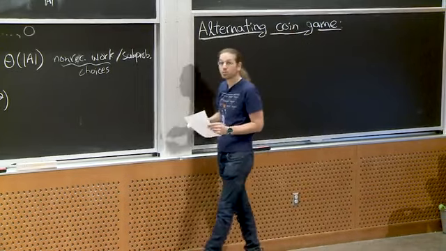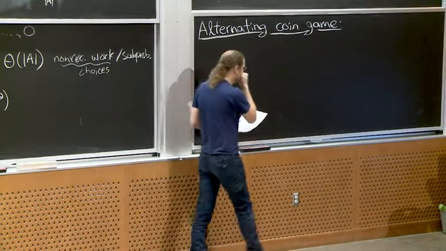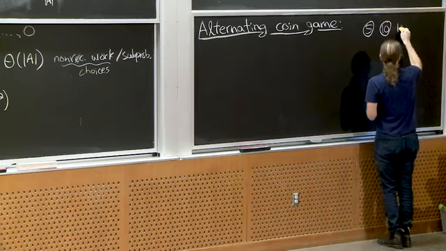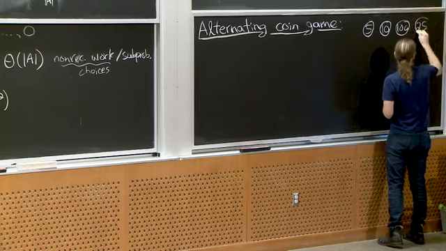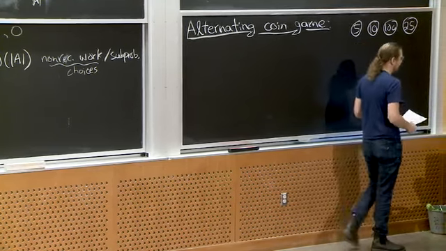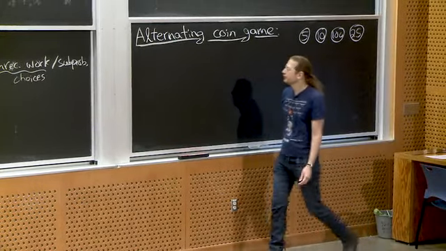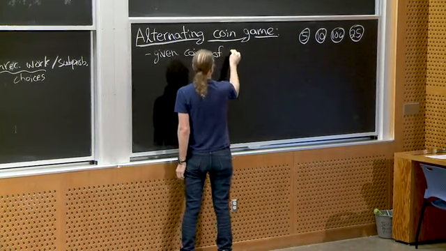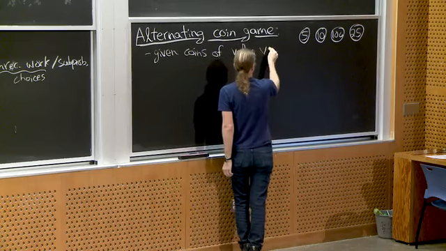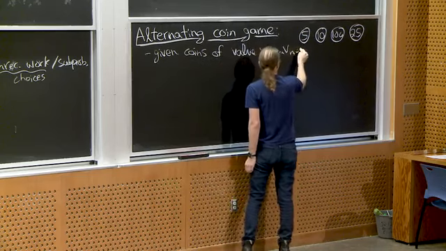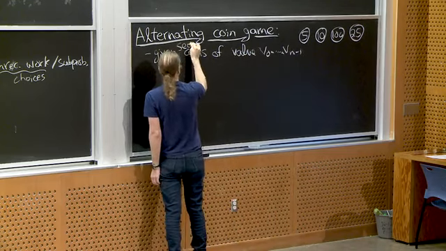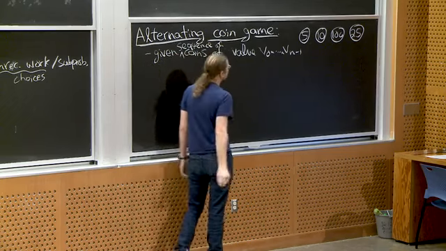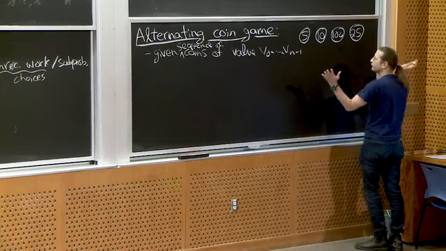Alternating coin game. This is a 2-player game. We're going to find the optimal strategy in this game. So an example is, in general, you have a sequence of coins. And we have 2 players. They take turns. So given coins of value v0 to vn minus 1. So it's a sequence. They're given in some order. For example, 5, 10, 125, not necessarily sorted order.